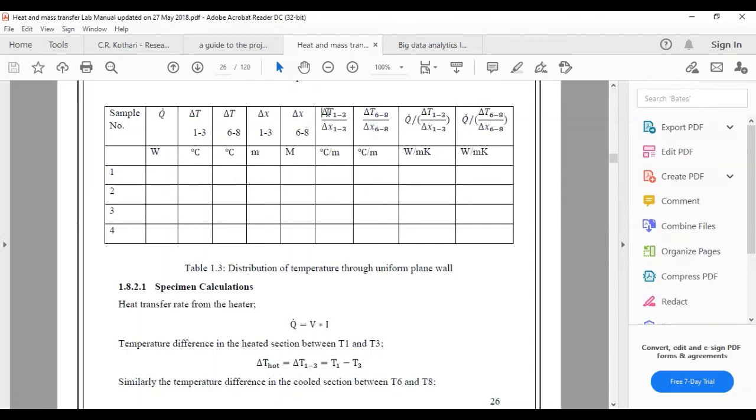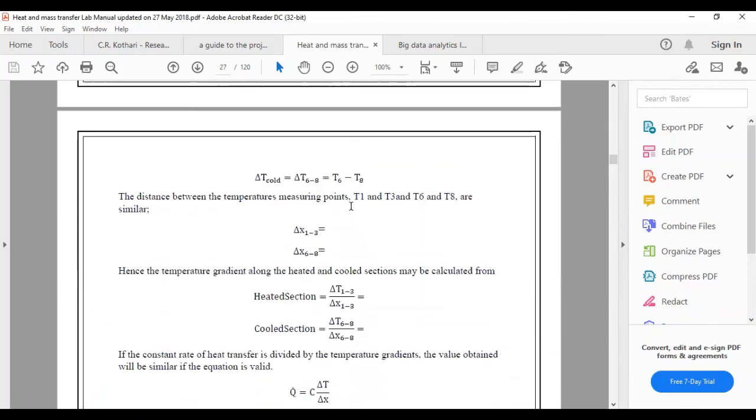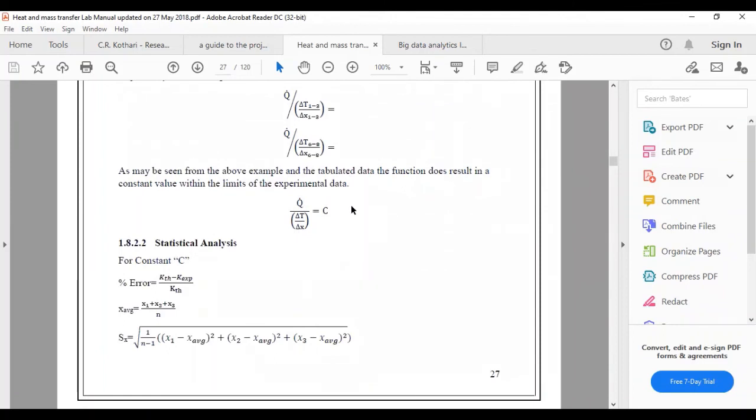And when you divide both of these ratios by Q, you will get this column Q over delta T over delta X for 1 to 3, and Q over delta T from 6 to 8 over delta X for 6 to 8. So these values are for the hot region, these values are for the cold region, and after the result, these two values theoretically should be the same. Theoretically these two values should be the same, and if they are not the same, then you will add into your comment section why they are not the same, because theoretically both values should be the same. So these are all the calculations which I have already provided you.